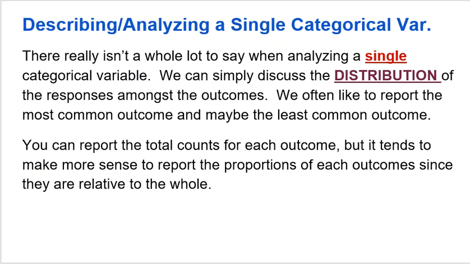All right, so let's talk about describing and analyzing a single categorical variable. There really isn't a whole lot to say when analyzing a single categorical variable. We simply discuss the distribution of the responses amongst the outcomes. We often like to report the most common outcome and maybe the least common outcome. So we're just trying to talk about what outcomes there were, what were most likely, least likely, and so forth. Now, you can report the total counts for each outcome, but it tends to make more sense to report the proportions of each outcome since they are relative to the whole.